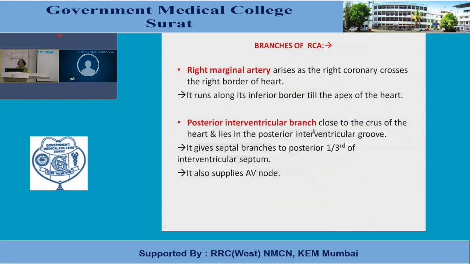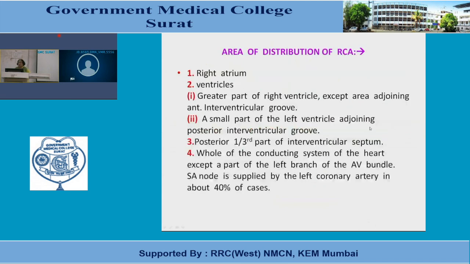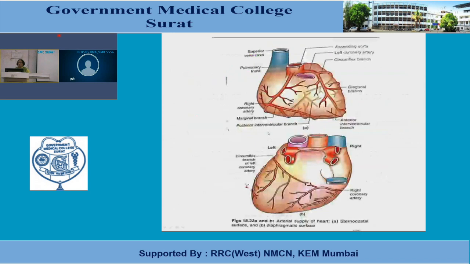Now the posterior interventricular branch is close to the crux of the heart and lies in the posterior interventricular groove. Here you can see the posterior interventricular groove, with the dotted line indicating it.